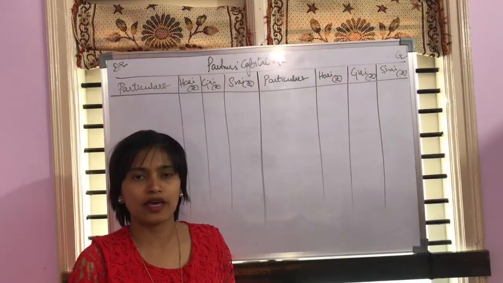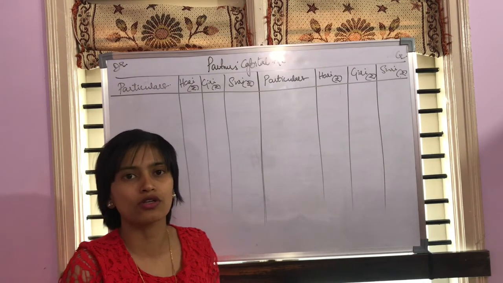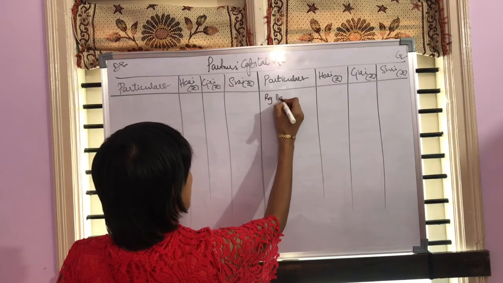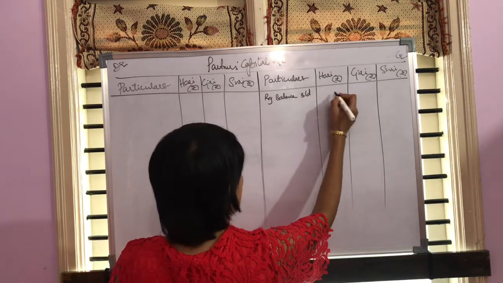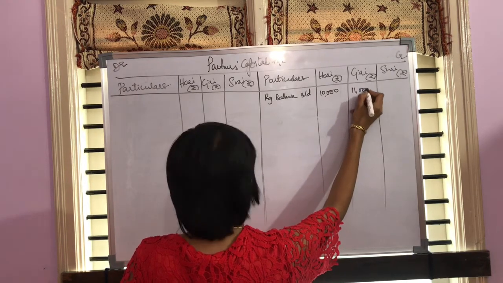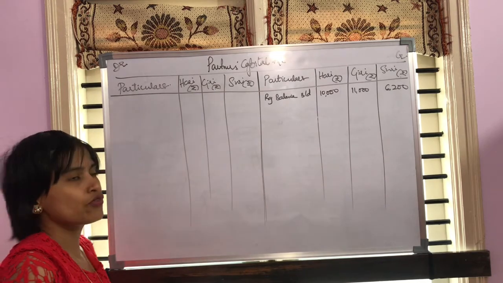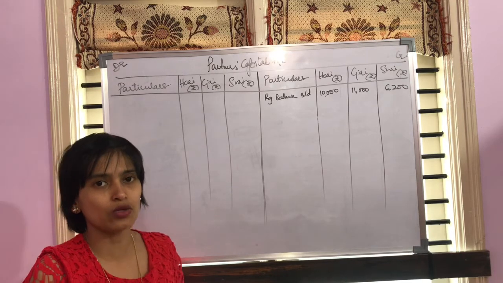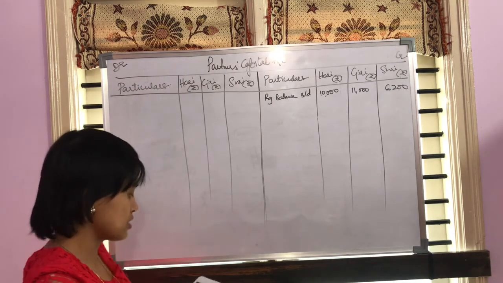Preparation of partners capital account. First and foremost, let's bring down the capital of the partners, which is written on the credit side as by balance brought down. The capital of the partners is 10,000, 11,000 and 6,200. Now in realization account, we have got partners who have taken over the asset and the liability. So this we will mention in partners capital account.